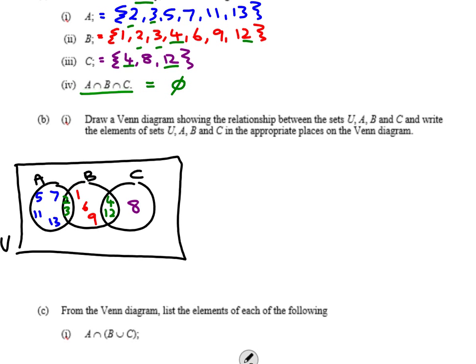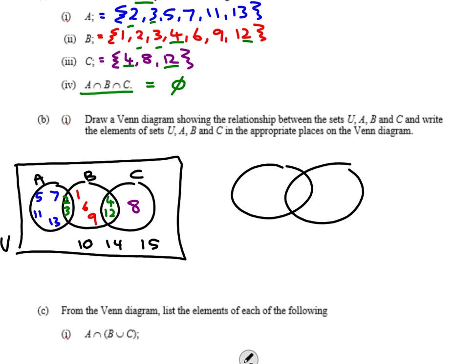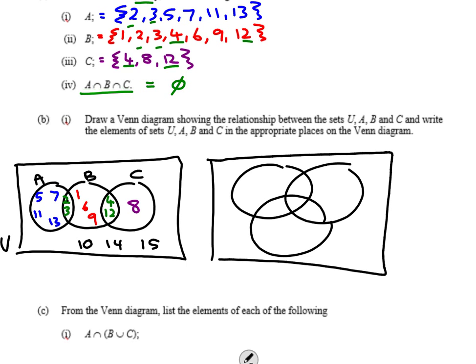8, 9. We don't have 10. We do have 11 and 12 and 13. And we also don't have 14 and 15. So if you were to draw them overlapping like this, I don't think you would get in trouble, but this is the best way to draw it, for sure. A, B, and C, so the first one is the best one.